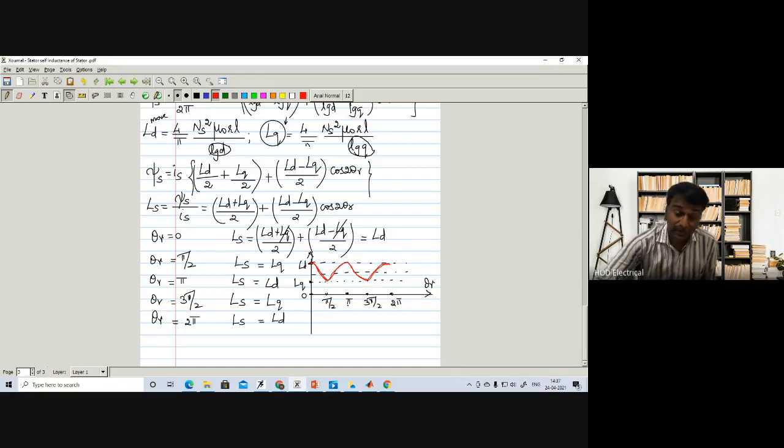So this is the inductance of the stator when the rotor is salient pole and the stator is excited. This is what we would like to conclude in today's lecture. What we have learned is, if there is a cylindrical stator and a cylindrical rotor, the self-inductance of the stator as well as the rotor will not vary with respect to rotor angle. At the same time, mutual inductance will vary with respect to rotor angle.